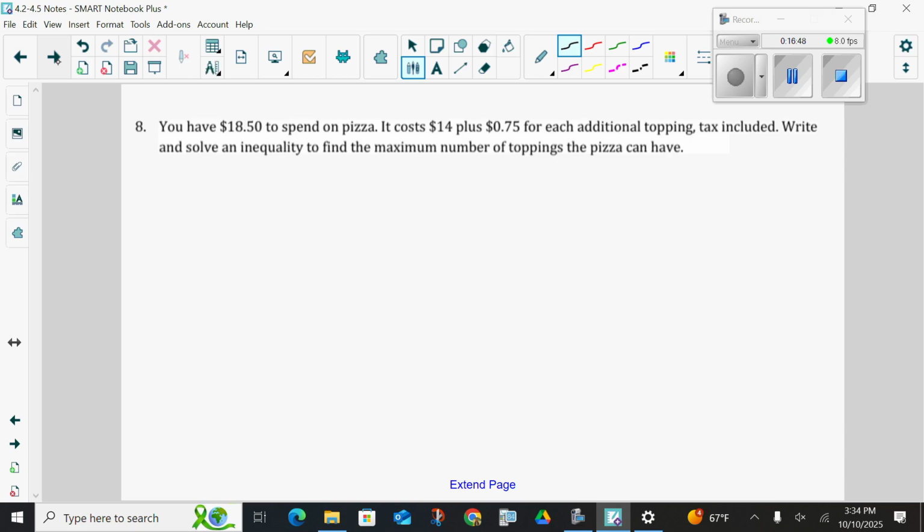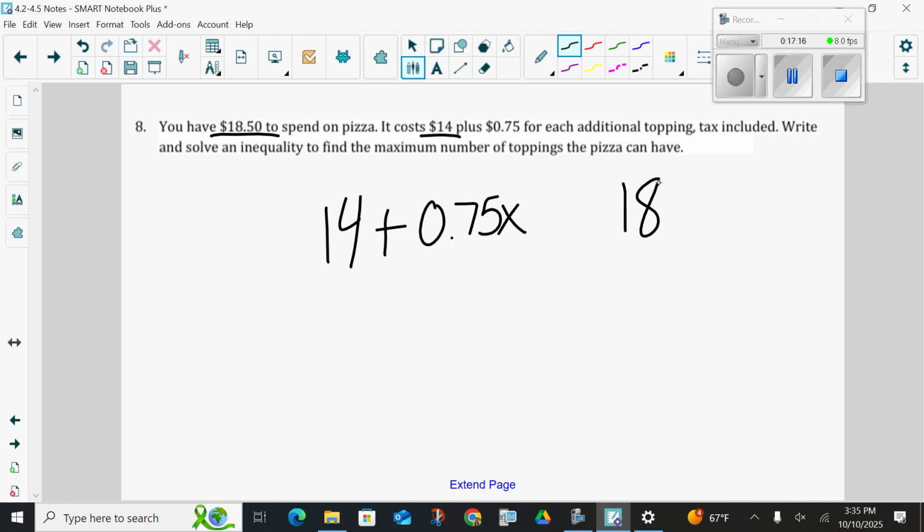Awesome. Now that you've finished 8, let's take a look at it. So we have $18.50 to spend. Initially, it costs $14 for pizza and 75 cents for each additional topping. $14 plus 75 cents per topping. We can't spend more than $18.50. So this side needs to be less than or equal to $18.50.